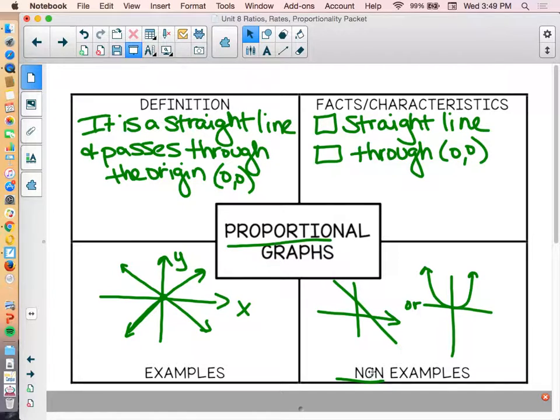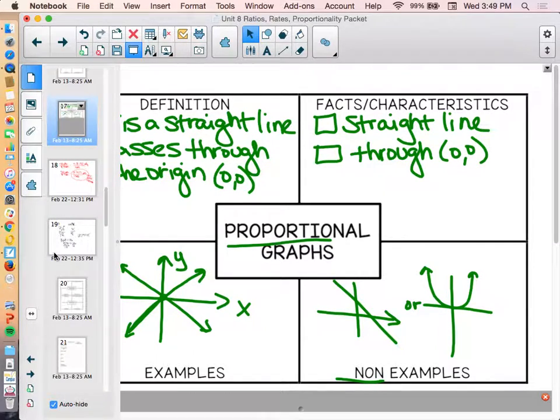Over here, we have non-examples. Those are ones that are not proportional because this is a straight line that does not go through the origin, and this is a curve. So it really could be a lot of other options, but these are just a couple of options that are non-examples.